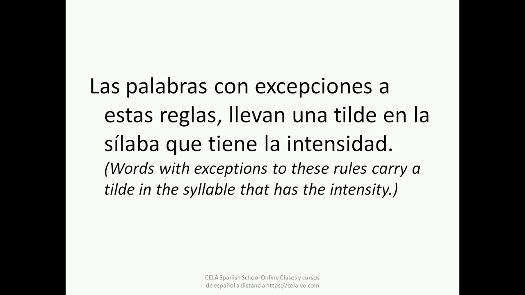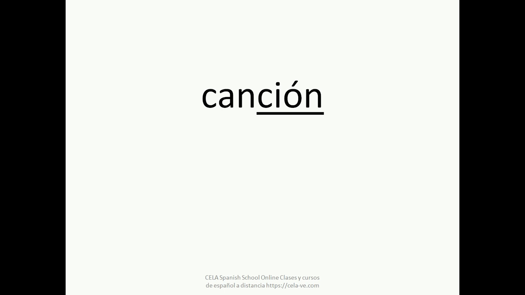If we have words that have exceptions to the pronunciation rules, we mark them with an accent. For example, the word canción. Canción ends in N. According to the rules, it should be pronounced as canción, since it ends in N and should have the intensity in the penultimate syllable. But it has it in the last. It is an exception and must be marked with an accent.